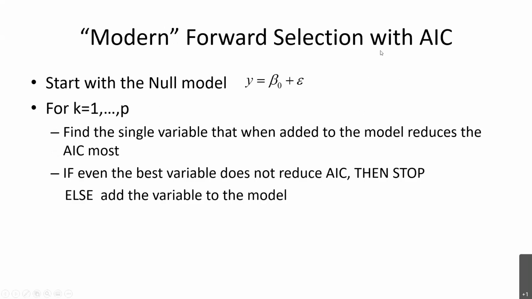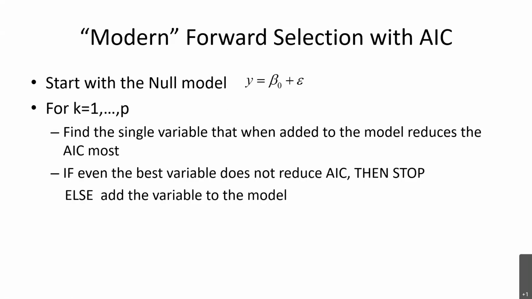And I have divided this into sort of the modern approach using AIC and the more traditional approach using p-values or equivalent things. So in the modern approach using AIC, I start with the null model or the empty model, the model that only has the intercept here. You see the beta 0, but nothing else.